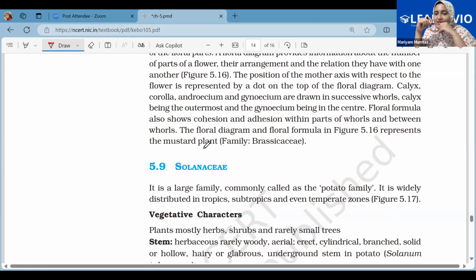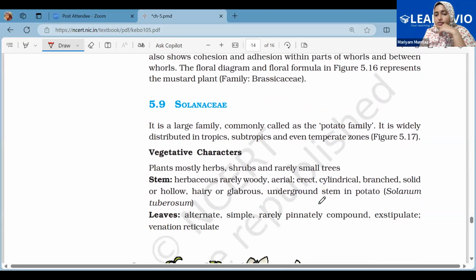Okay, you remember what kind of reproduction can be done from potato? You might have studied this in 10th, I think so. You people remember the tuber of potato? So Solanum tuberosum is potato. Then Solanum melongena is brinjal. So Solanum is the genus for many members of the potato family, but Solanum tuberosum is potato. So it is a large family commonly called the potato family, and it is widely distributed in tropics, subtropics, and even in the temperate zones.